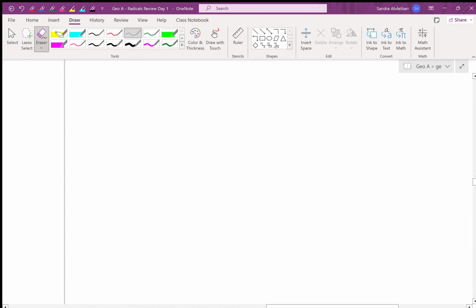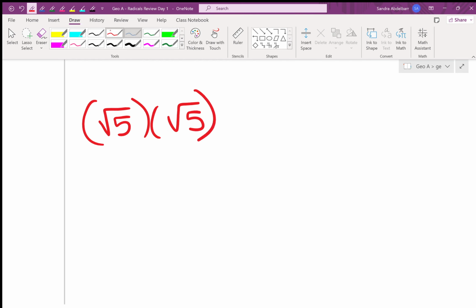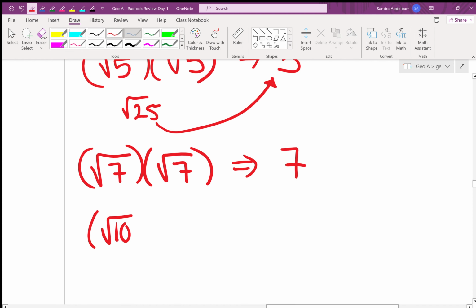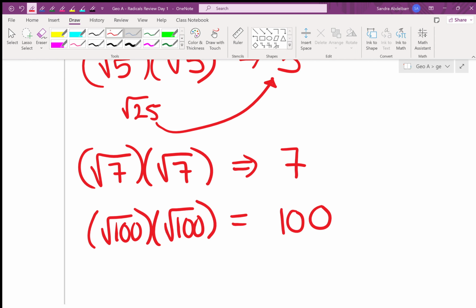So let's do some investigation. You don't need to write this down. What's root 5 times root 5? Radical 5 or whole number 5? Whole number 5. Why is it whole number 5? Because root 5 times root 5 is root 25, which ends up being 5. What about root 7 times root 7? Any guesses on what that final answer will be? Whole number 7. What about root 100 times root 100? Whole number 100.